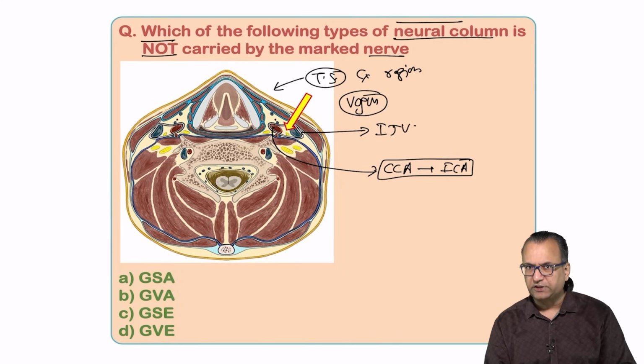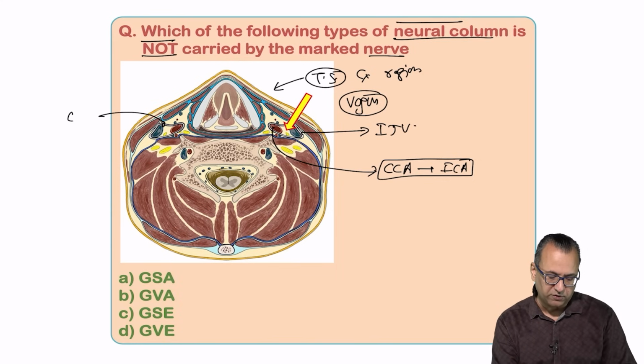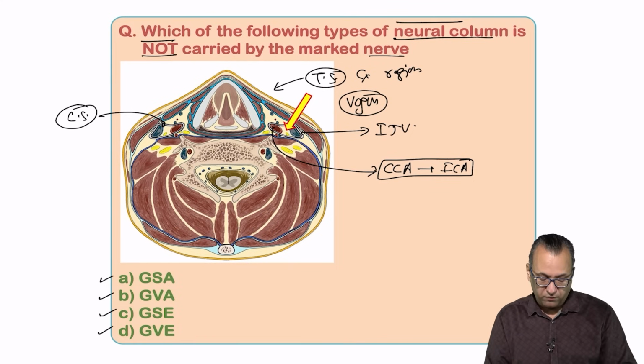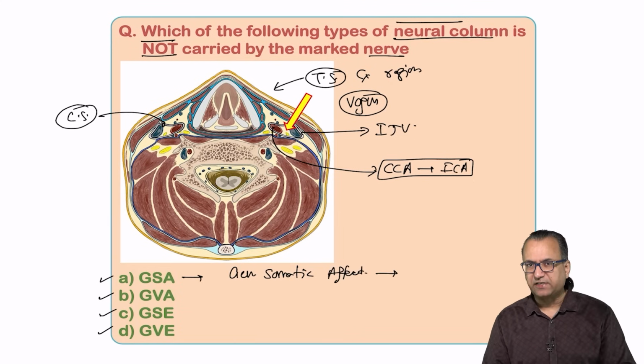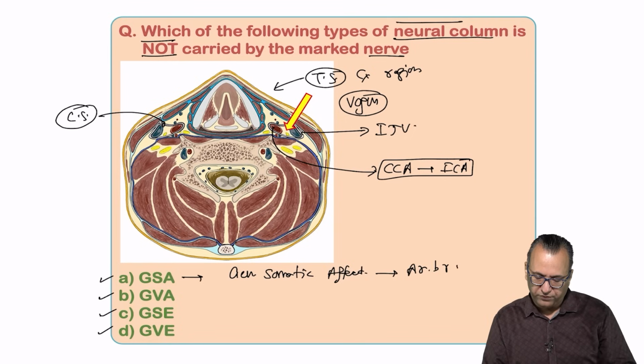So inside the carotid sheath you have three components, which can be seen on the other side also. So the vagus nerve, they are asking which neural column it is not carrying. When you say GSA, it is general somatic sensation, general somatic afferent means sensation, and the vagus nerve does carry some general somatic afferent sensation, like the auricular branch of the vagus carrying sensation from the posterior wall and the floor of the external auditory canal, and also some sensation from the tympanic membrane. So the auricular branch of the vagus definitely carries some general sensation, GSA.